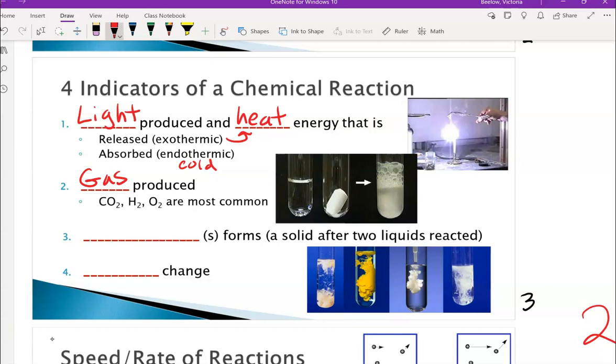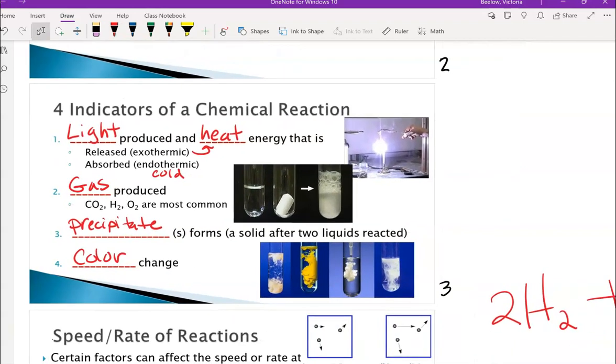Next, you can get what's called a precipitate. And that happens when you combine two liquids together and you get a solid. And the last is a color change, could also indicate a chemical reaction. Again, these are all types of chemical properties or chemical changes. Remember, physical properties or physical changes, that means that you're not changing the identity of that substance. It could be a phase change like melting, boiling, freezing, etc. These are all chemical changes or reactions or properties.